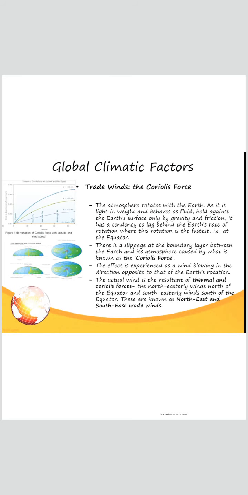Actual wind is the resultant of thermal and Coriolis force. The northeasterly winds north of the equator and southeasterly winds south of the equator are known as the northeast and southeast trade winds.